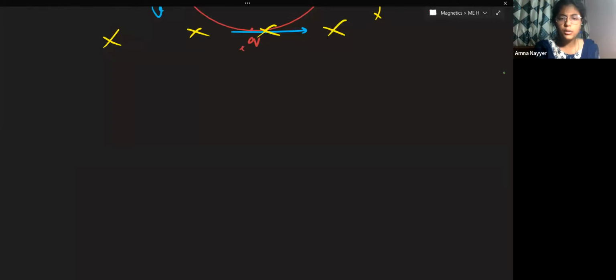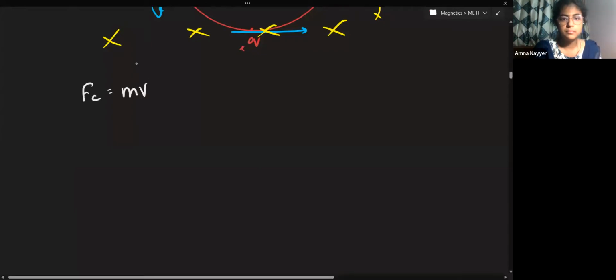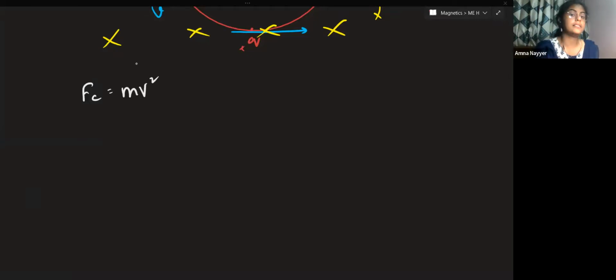So Madiha, do you remember the formula also for centripetal force by any chance? Do you remember it, or anyone else? Centripetal force. No one? mv square by r. Yes, Fahad.